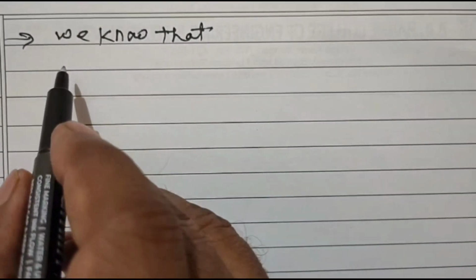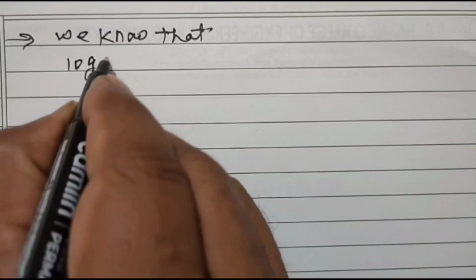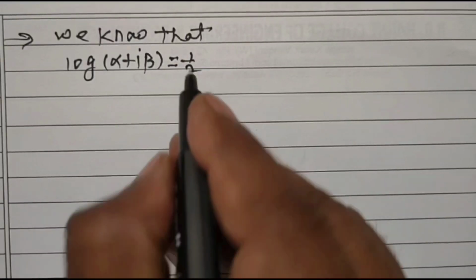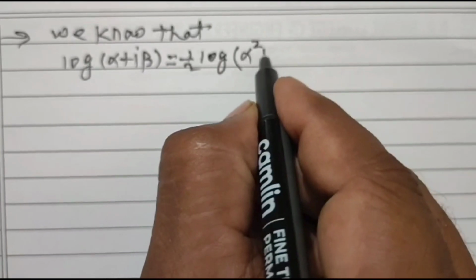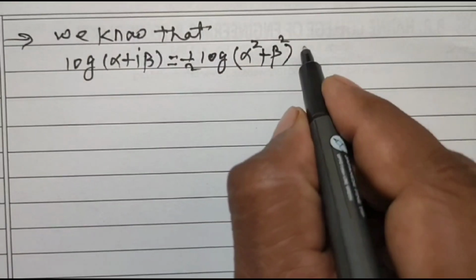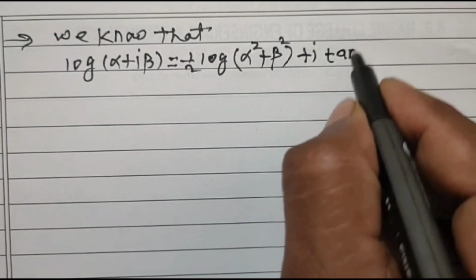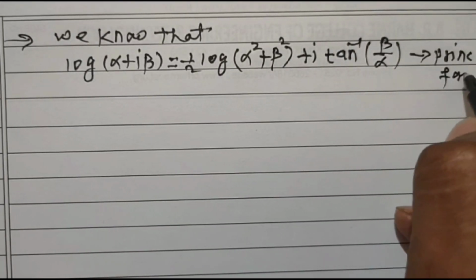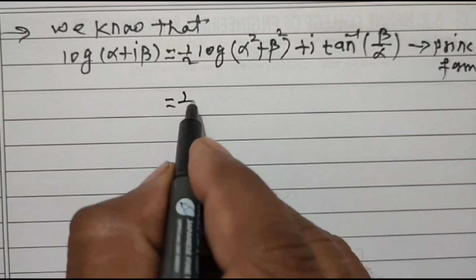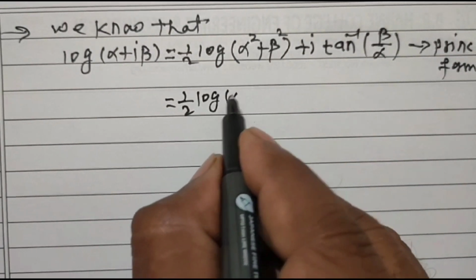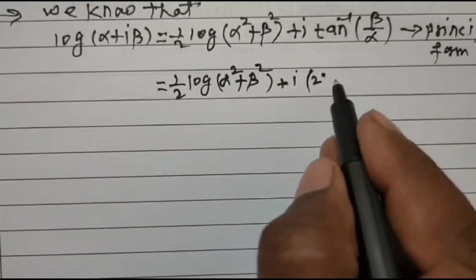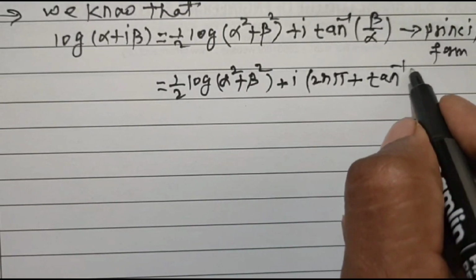We know that logarithm of alpha plus i beta can be written as 1 upon 2 logarithm of alpha square plus beta square plus i into tan inverse beta upon alpha, and this is the principal form. So the general form can be written as 1 upon 2 logarithm of alpha square plus beta square plus i into 2n pi plus tan inverse beta upon alpha.